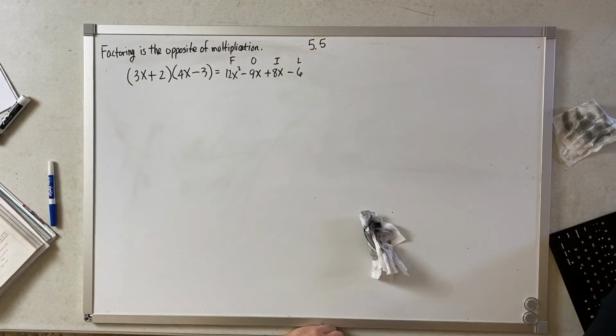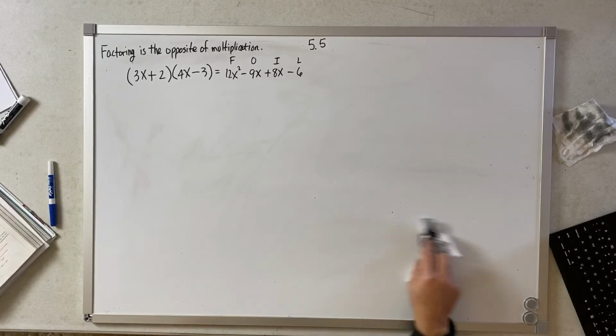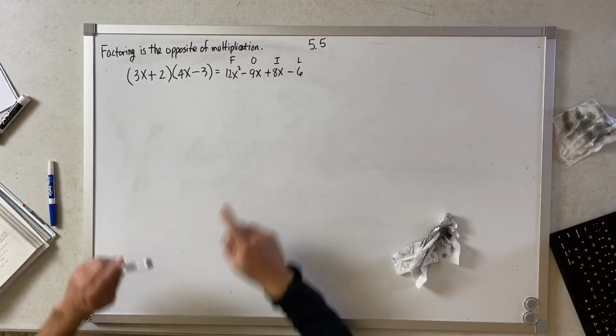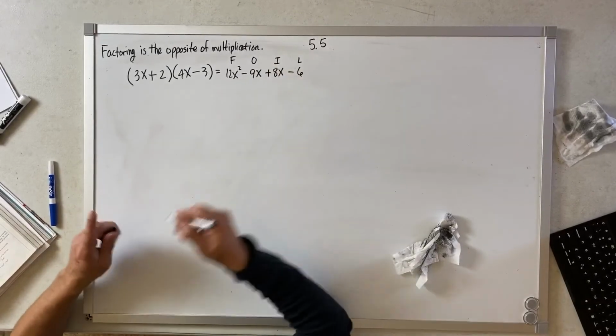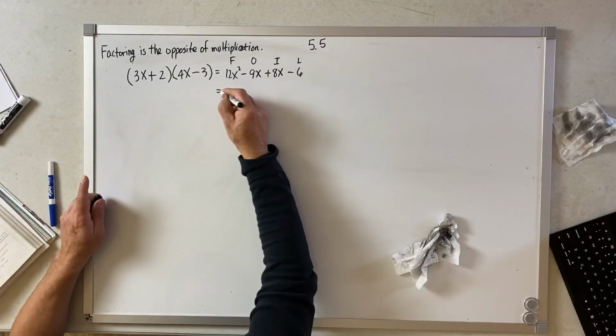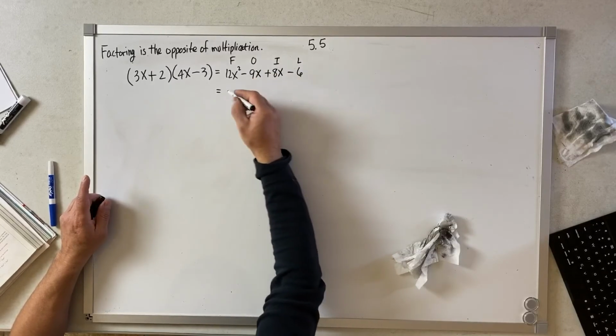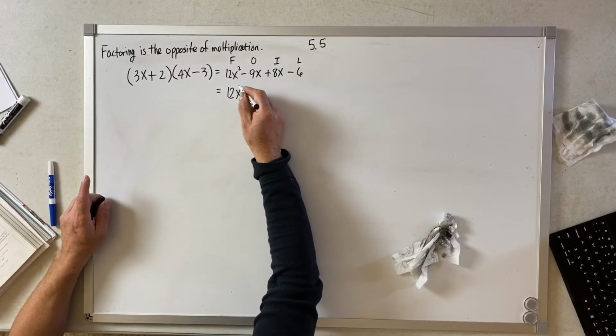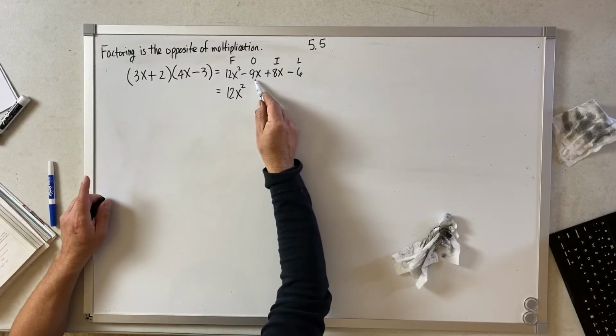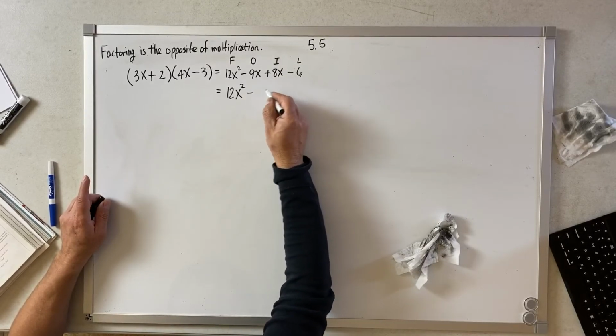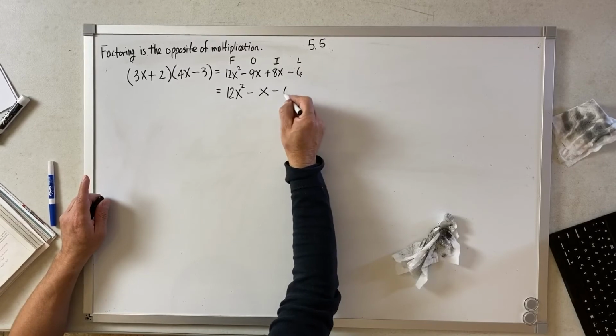Okay, so continue. We said earlier that outer and inner go together. I even wrote it for you guys. Here's outer and here's inner, and they go together. So this is 12x squared, negative 9x plus 8x, minus x, minus 6.